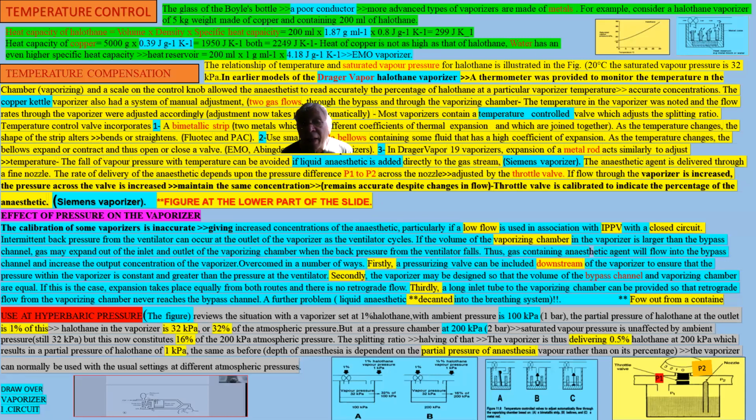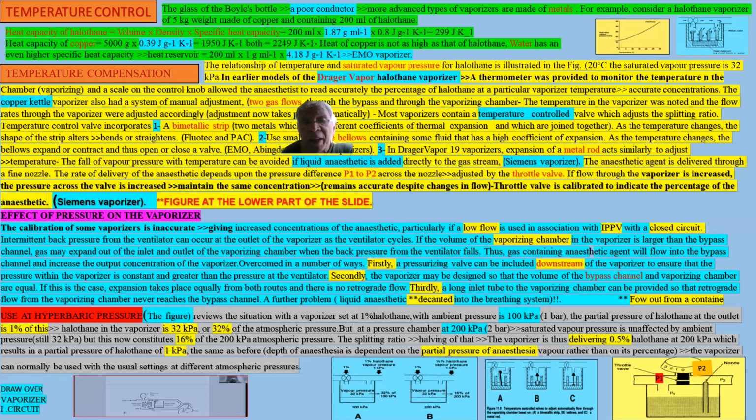The second thing regarding how we are constructing the vaporizer to overcome the problem of glass, as we said before, is constructing the vaporizer from a metal. So how can we calculate the heat capacity of the components of the vaporizer? For instance, we have a 5 kilogram weight of a vaporizer and 200 milliliter of halothane.